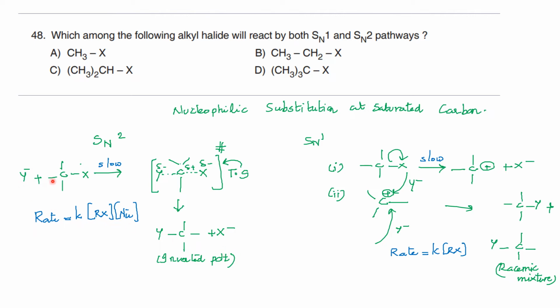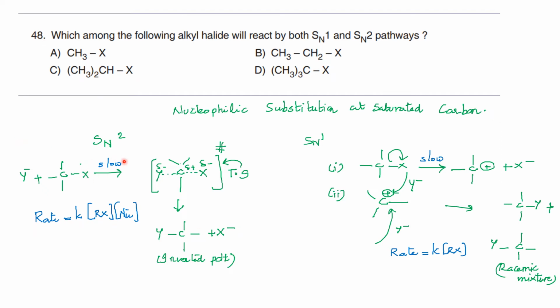So, when you look at the stereochemistry of the starting material and the product, it had the X on the right side, but now it has the added nucleophile on the left side. So the SN2 reaction leads to an inverted product, because since a leaving group is there, Y cannot approach from the side containing the leaving group. Therefore, it will approach from the opposite side. That is why you get an inverted product.